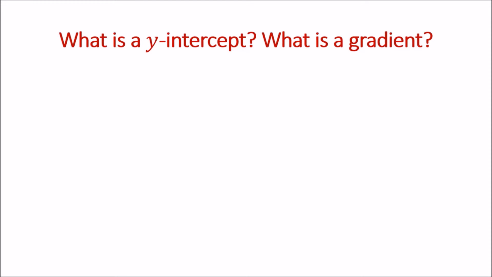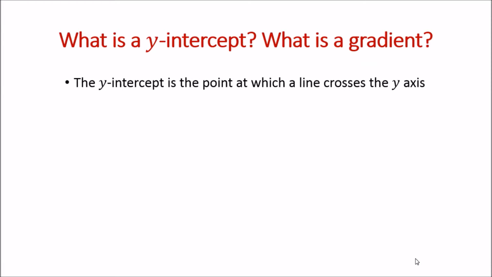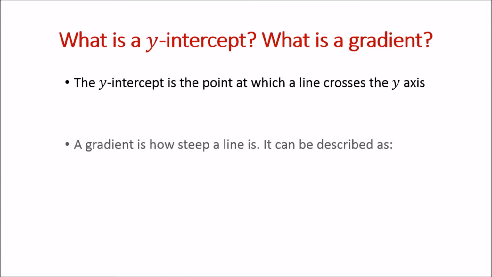This video covers the basics of what a y-intercept is and what a gradient is. The y-intercept is the point at which a line crosses the y-axis. And the gradient is a description of how steep the line is. And gradients can be described as being either positive, negative, zero, or undefined.